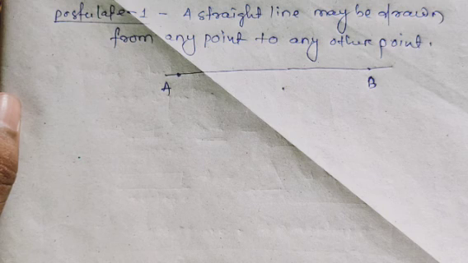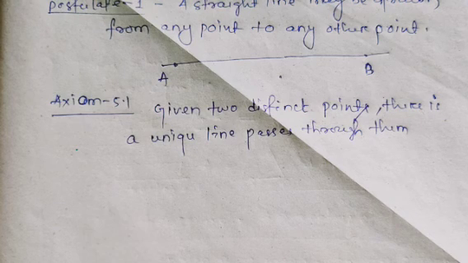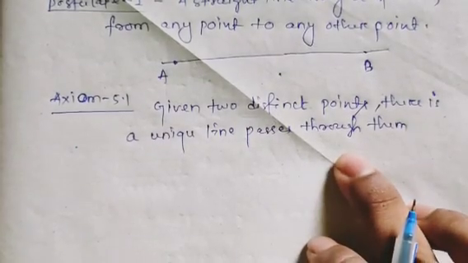Let's go to the next. In axiom number 5.1, it is given that given 2 distinct points, there is a unique line that passes through them. What is the meaning of this?